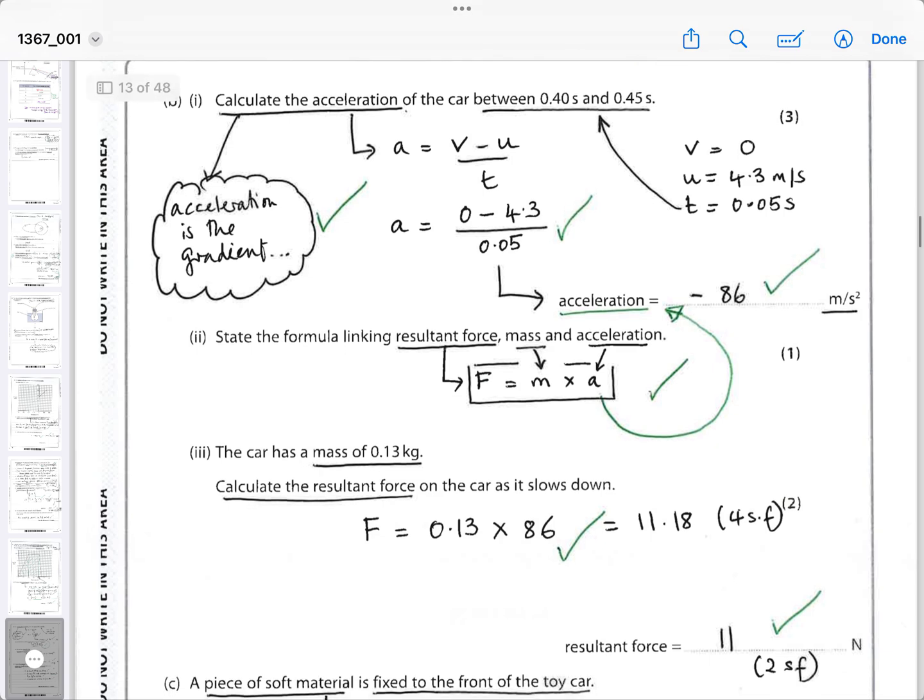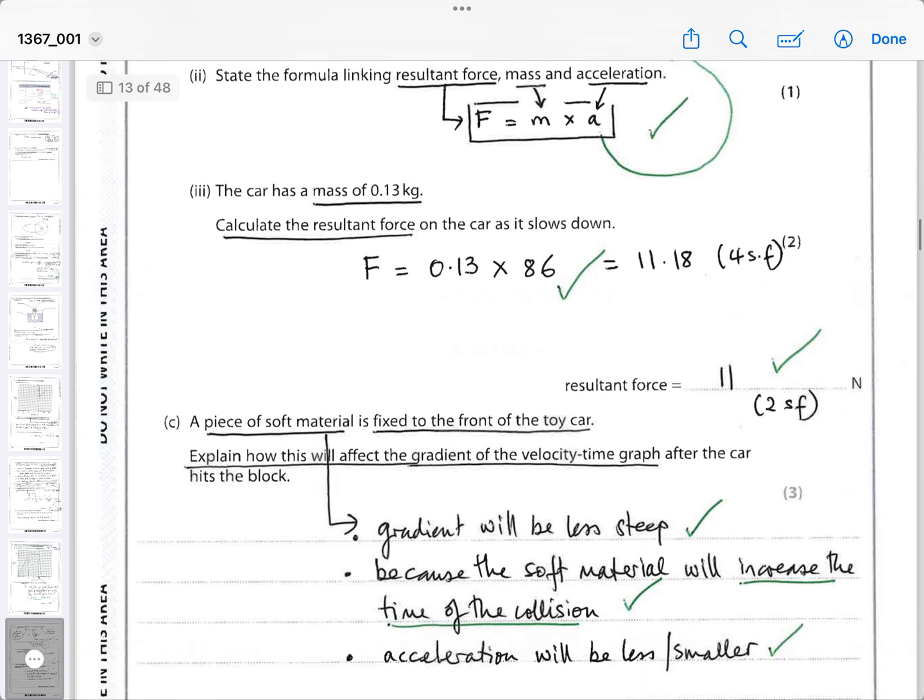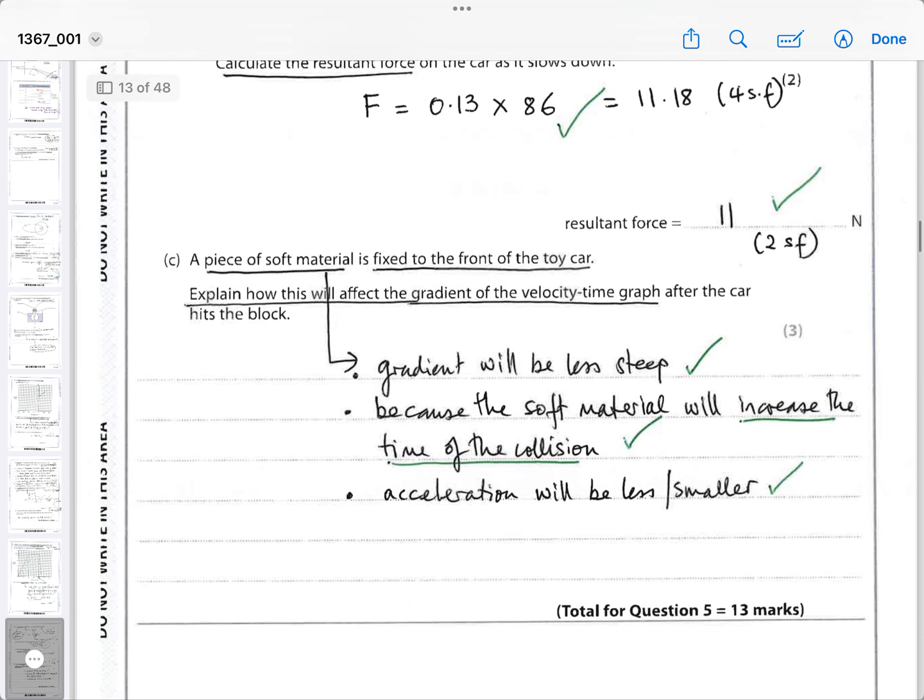The car has a mass of 0.13 kilograms, so it must be a toy car, yes, and calculate the resultant force. So you know the mass and you know the acceleration from part B1, 86, multiplied together, and to four significant figures, 11.18, but really you only have data accurate to two significant figures, so you can round it up to 11 newtons. They've given you the unit. And then it says a piece of soft material is fixed to the front of the toy car. Explain how this will affect the gradient of the velocity time graph.